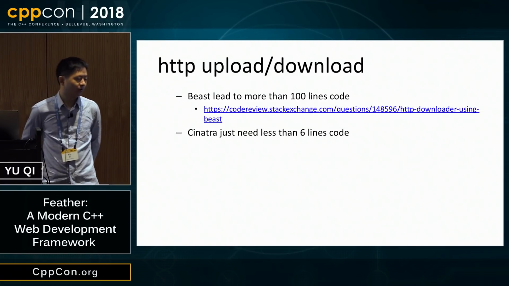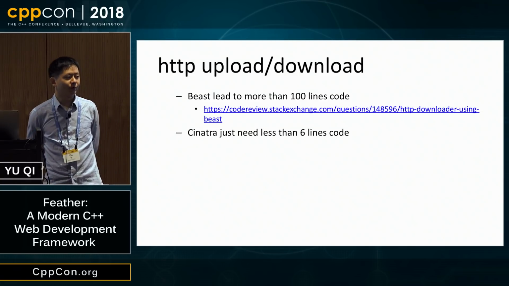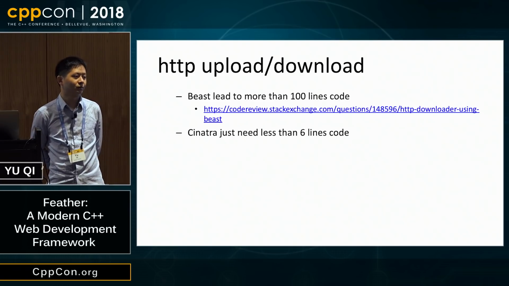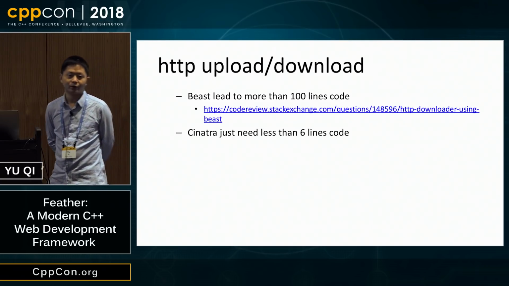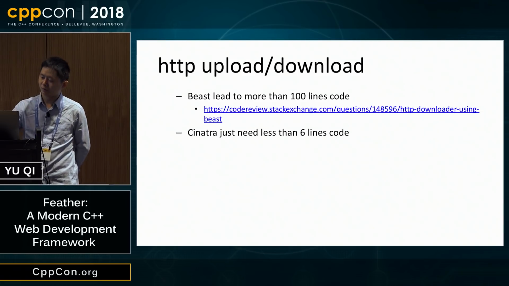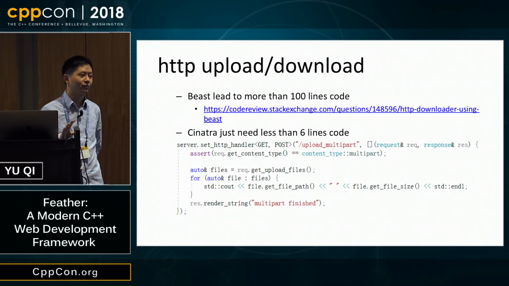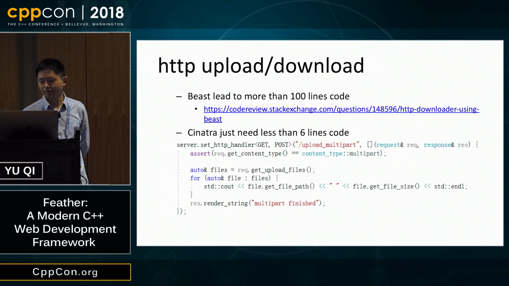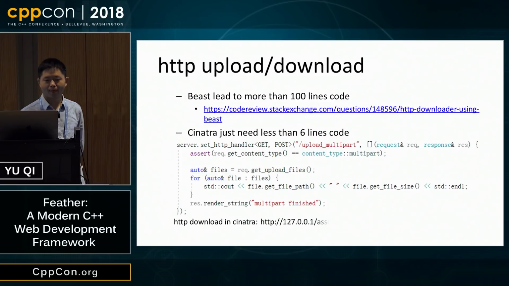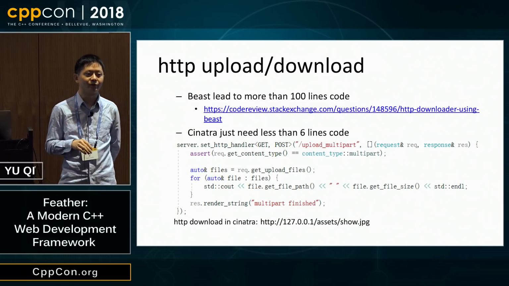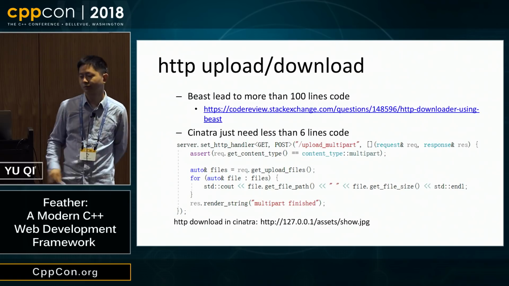For example, if we want to implement an HTTP upload function, if you use Beast, you have to write more than 100 lines of code. But if you use Sinatra, you just need 6 lines of code here, and you will finish the upload function. And the download function is also very simple. You just need to provide the URL of the resource.